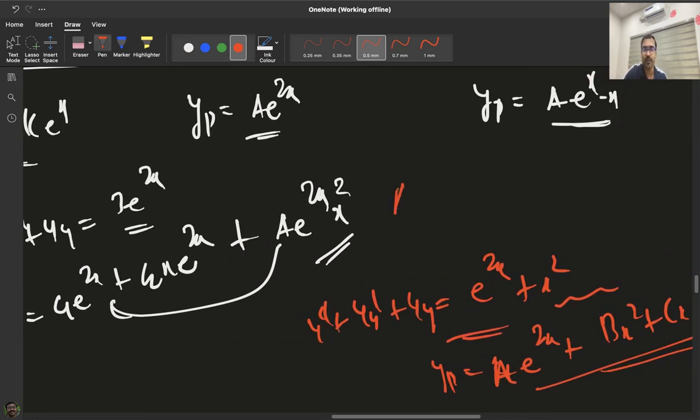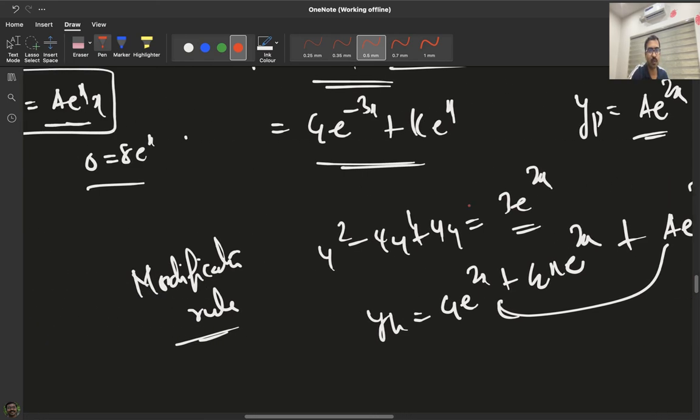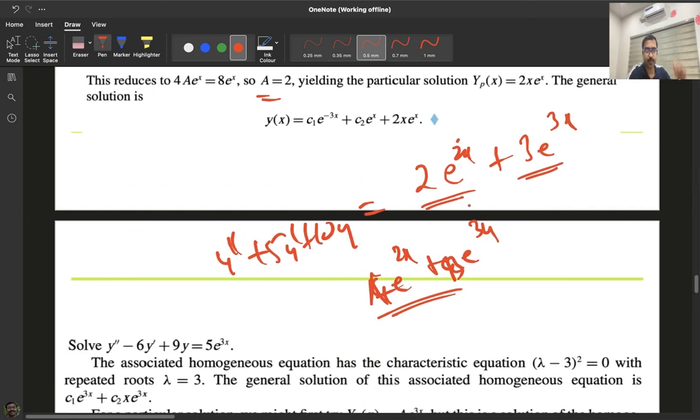So we have studied two rules here. The modification rule is applied when your RHS is actually a solution to the homogeneous equation, and the addition rule is applied, very simple thing, when you have two or three terms coming in your RHS. For each term you will supply the corresponding form. Okay, so that is the modification rule. So let us do one problem related to that also.